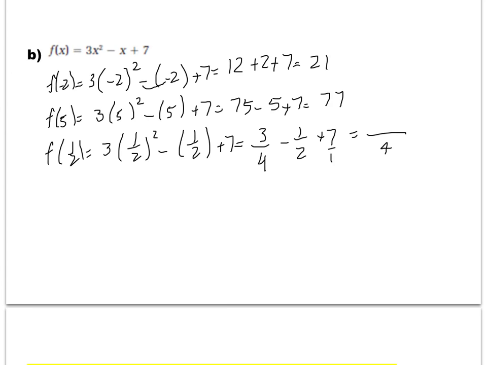Now 4 divided by 4 gives me 1, so this is 3. Minus, 4 divided by 2 gives me 2, and 2 times 1 is 2. And 4 divided by 1 is 4, times 7 is 28. If you simplify this one, 3 minus 2 plus 28 gives 29, so the answer is 29 over 4.